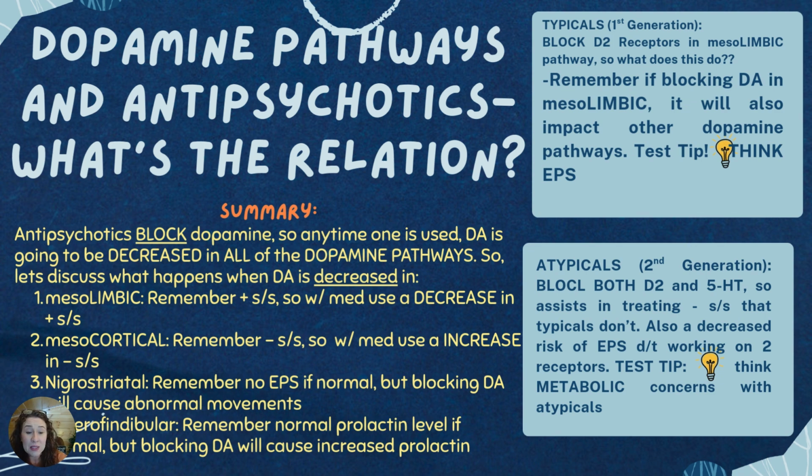So this gives us a decreased risk of the movement issues. It gives us a decreased risk of making those negative signs and symptoms worse. So when you think of atypicals, you're not going to think of the movement concerns that you think of with the typicals. You're going to think of metabolic concerns, which we'll get into in another video. But those ones are going to be your drug of choice right now because you're not going to make the negative signs and symptoms of schizophrenia worse by using those, because we work on serotonin as well.